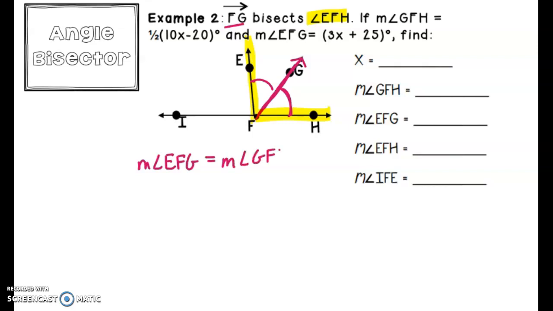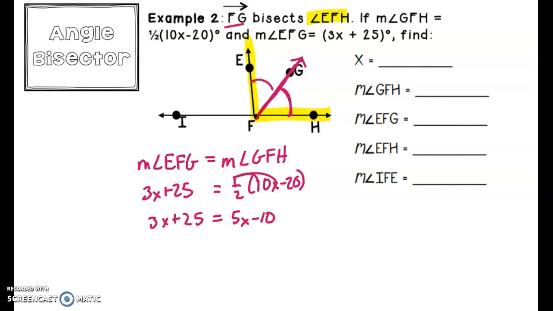So now they also tell me GFH is half times 10x minus 20. Good to know. And EFG is 3x plus 25. So from there, I know they're equal because it was a bisector, so now I can solve for x. First, I'm going to distribute the half, so I'll get 5x minus 10. I'm going to move the x's to the same side.